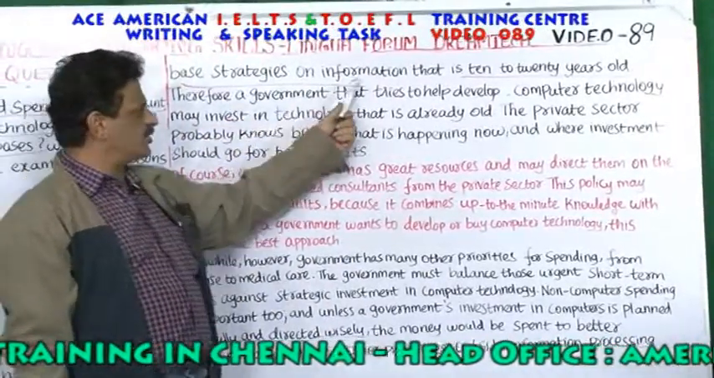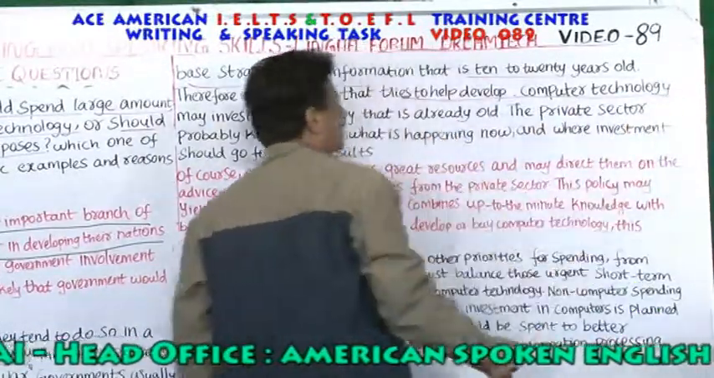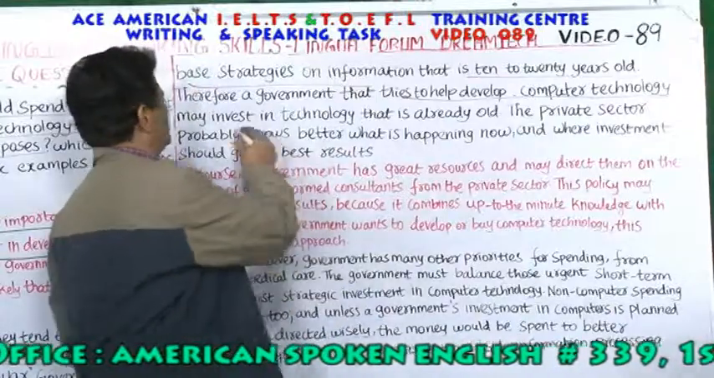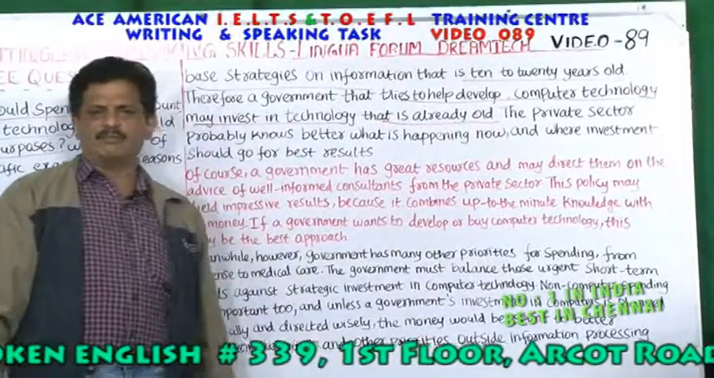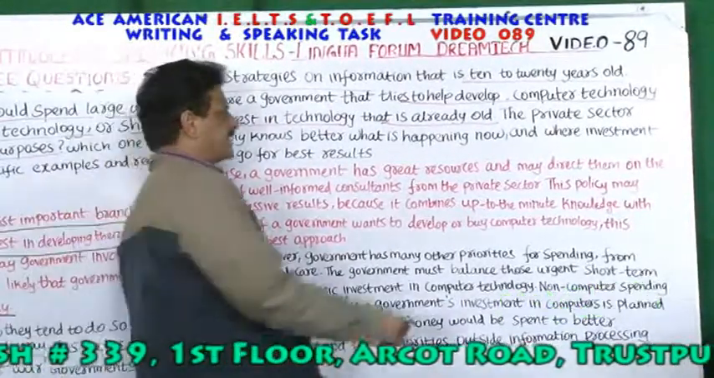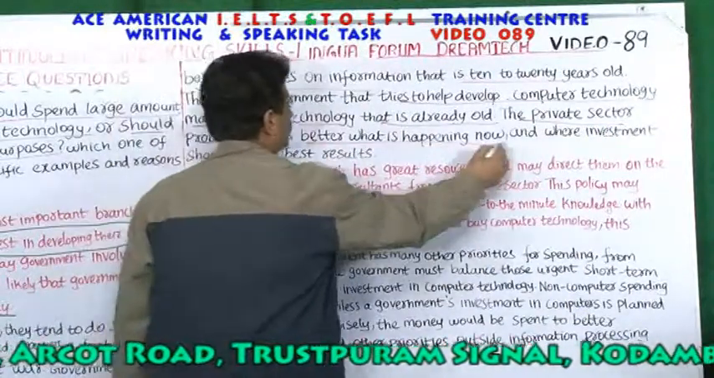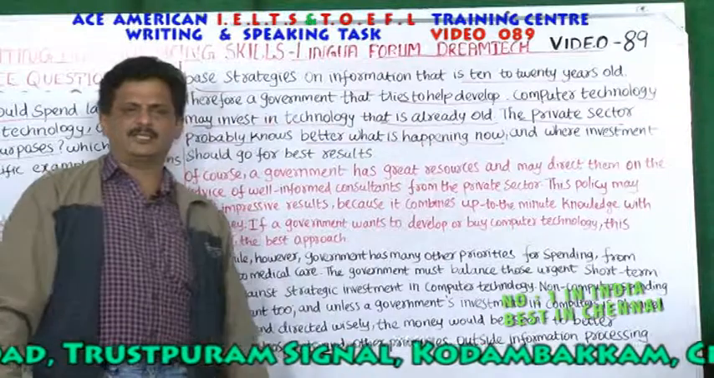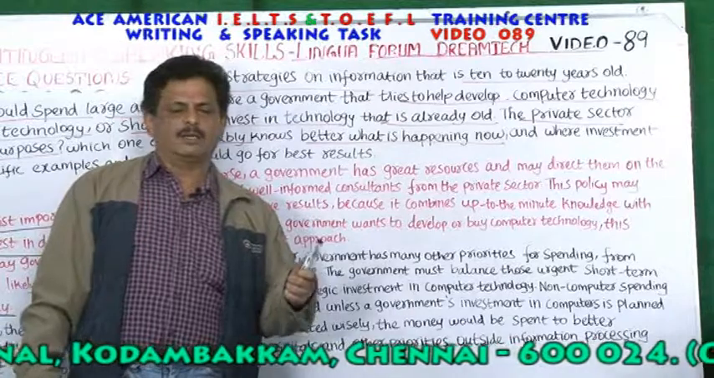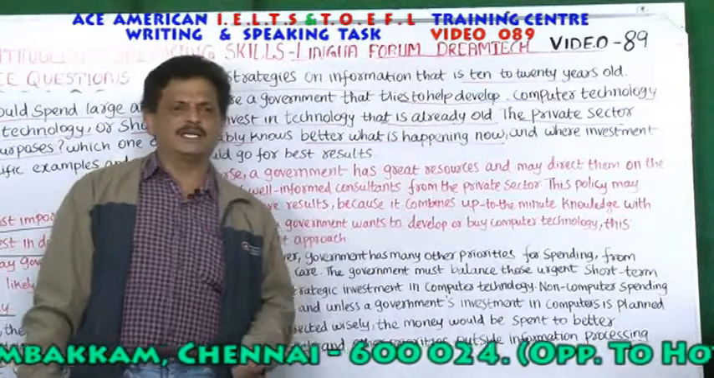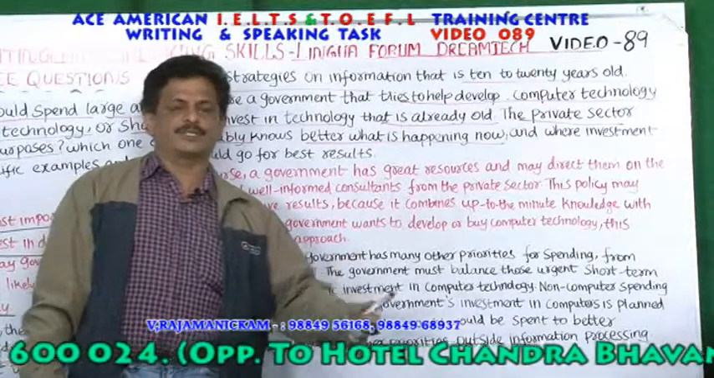Therefore, a government that tries to help develop computer technology may invest in technology that is already old, and only spend its money on that. The private sector probably knows better what's happening now. The private people know what technology the common man or the present world needs. So they are good at investing the money in computers, rather than the government.